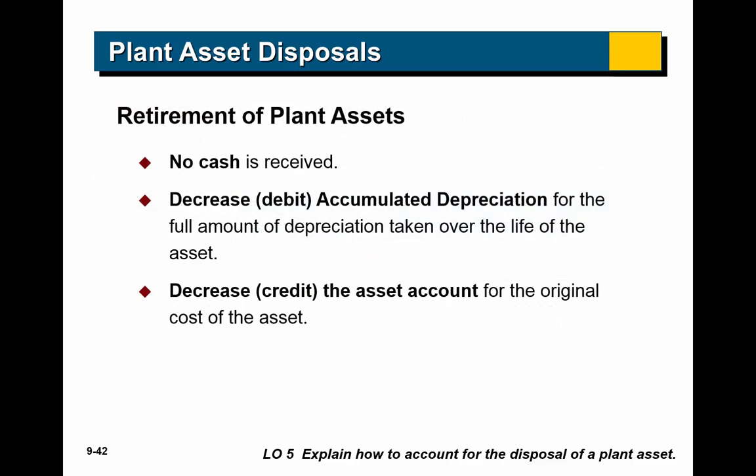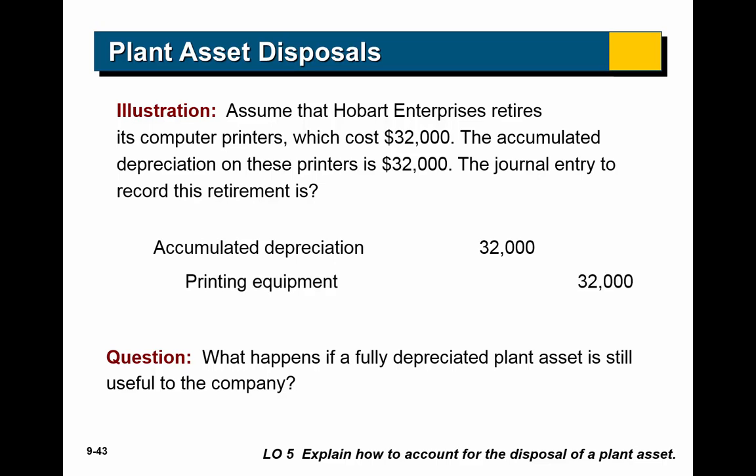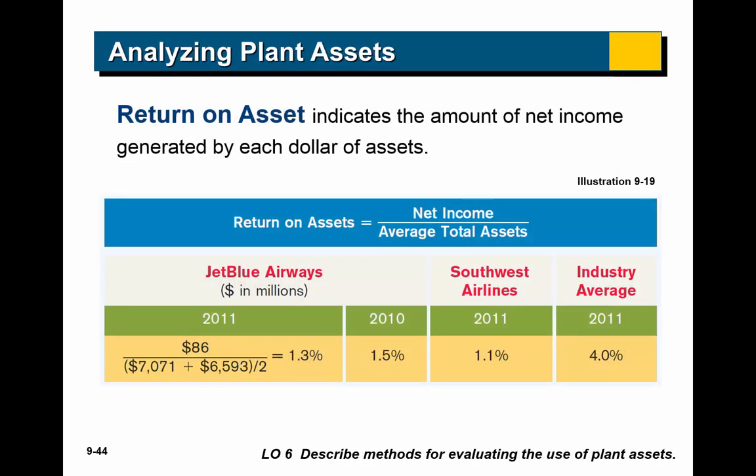If we retire the plant asset, that means we don't get any cash for it. We just throw it away in essence. Then we're going to debit the accumulated depreciation account and credit the asset account. So here they've got an asset which is $32,000, accumulated depreciation of $32,000, the journal entry to record the retirement, accumulated depreciation $32,000. Remember that has a credit balance, so we're debiting it. And the asset itself has a debit balance, so we're crediting it, and now we've disposed of the assets.